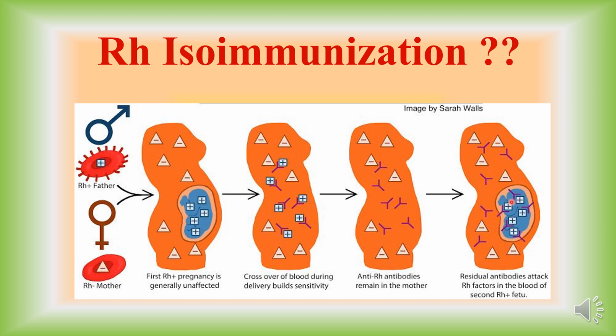How can we protect the second pregnancy in such a case? So now, immediately after the delivery of the first child, if there is passive administration of RhD immunoglobulin given to the woman, then the antibody secretion against the Rh group will be inhibited, and this is how the second pregnancy can be protected. So this is known as RhD immunization.